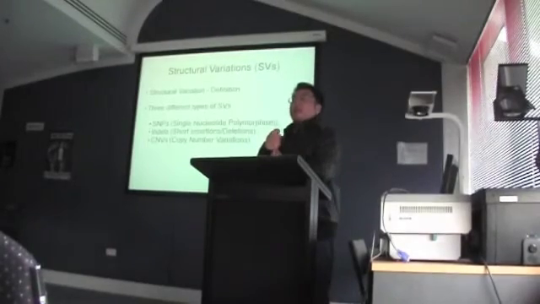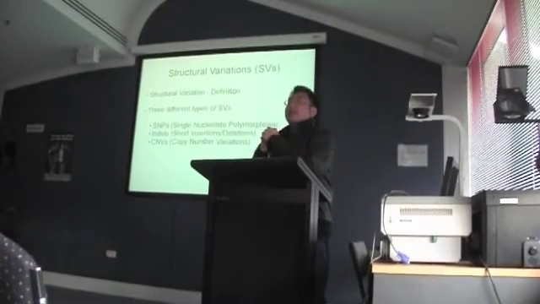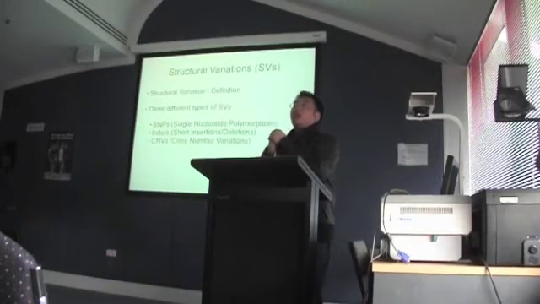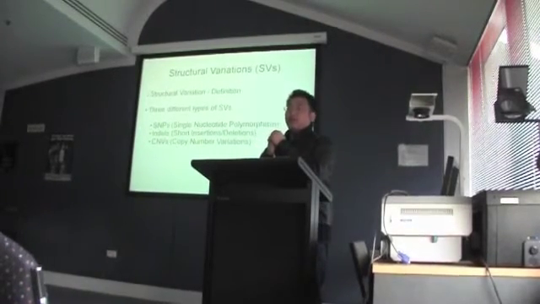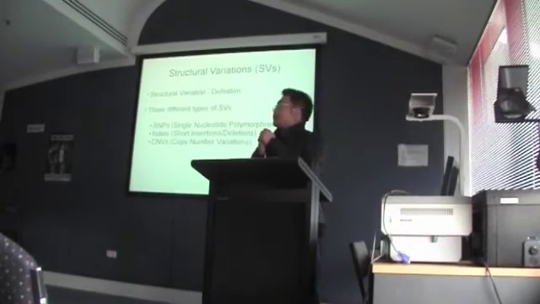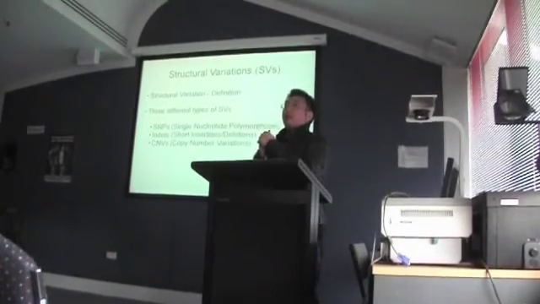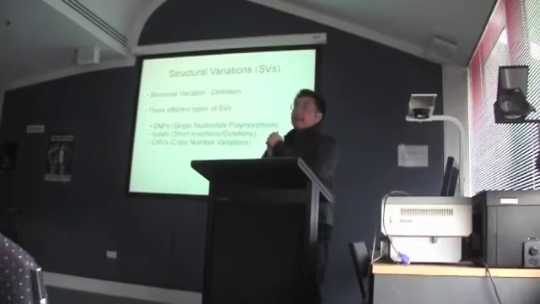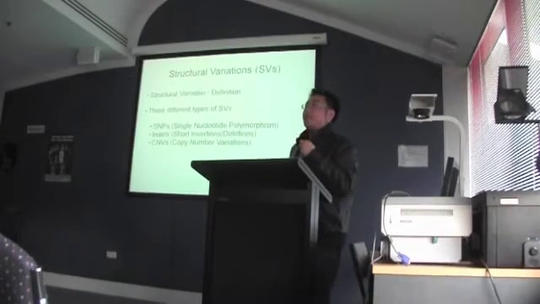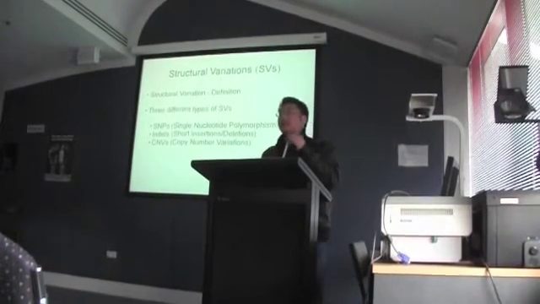Structural variation, in a single definition, is the rearrangement or shuffling of the DNA sequences, which will change the orientation of the host genome structure. Basically, there are three different types of structural variations: SNPs, single nucleotide polymorphisms; indels, the insertions and the deletions; and CNVs, the copy number variations, which I am interested in.